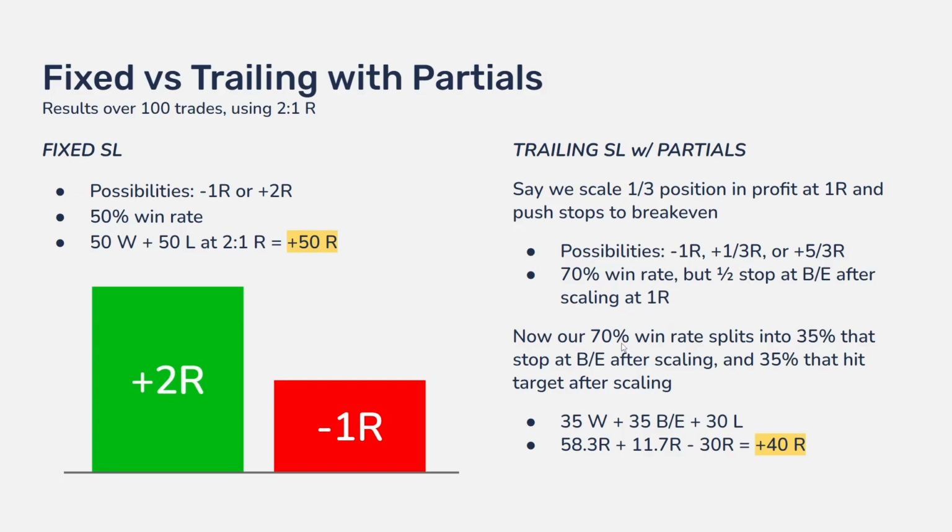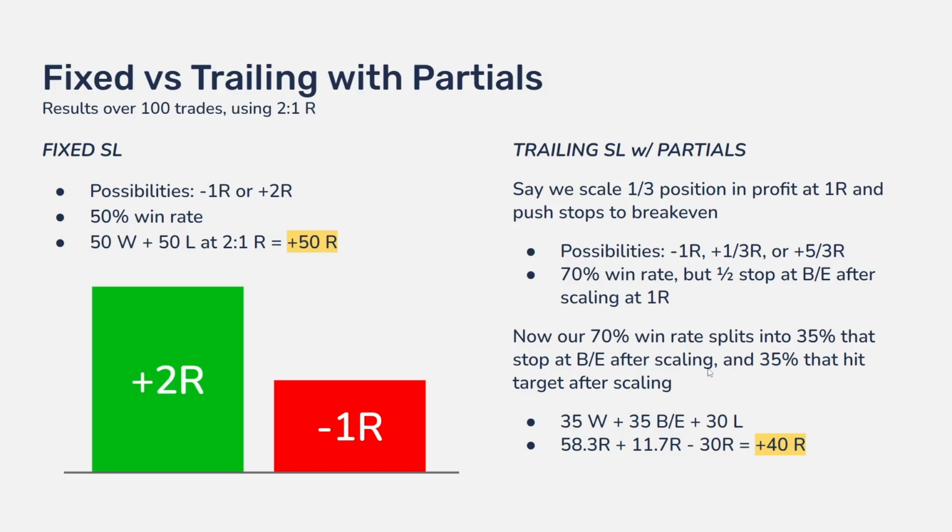So now that 70% obviously splits into 35 and 35, where half of those stop out at break even after scaling and 35% hit the target after scaling. So you have 35 wins at 5/3R, 35 that stop out at break even, but in each case you took off 1/3 of the position at 1R, and then 30 losses. So all those combined would again result in plus 40R.